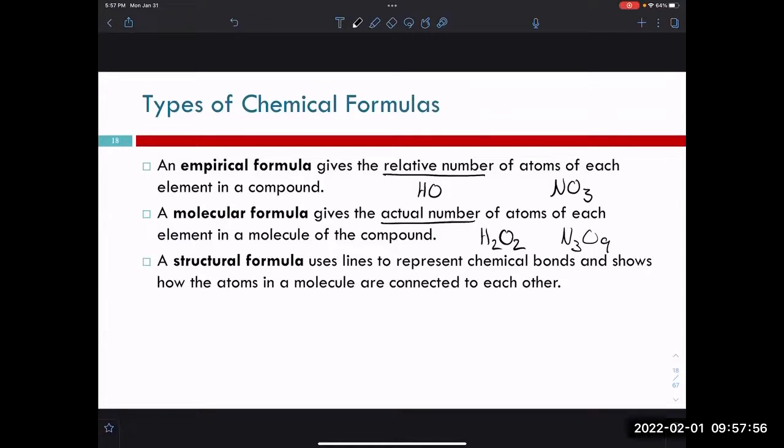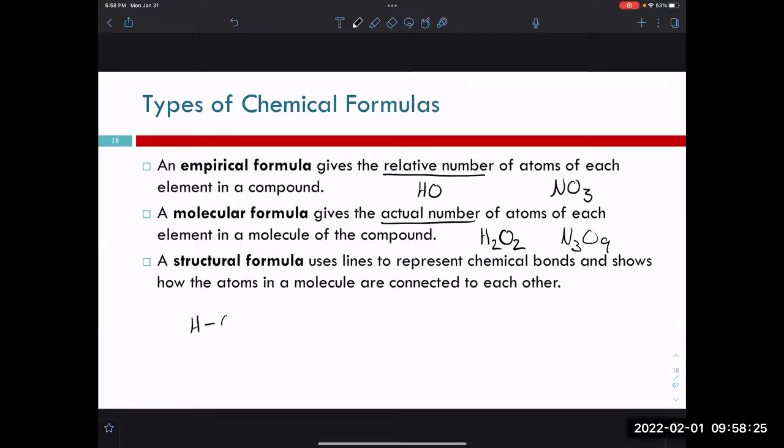The structural formula is really completely different from the other 2 because it uses lines to represent bonds between the atoms. So I mentioned that for something like sucrose, if it's got all these different carbons, hydrogens, and oxygens, those can be rearranged to make completely different compounds. So the order that atoms are bound together matters also.